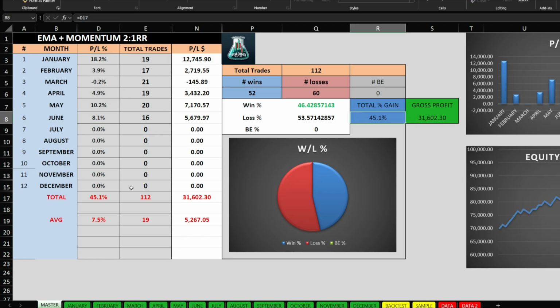So yeah, good strategy. If you're going to implement it, understand you're going to have months where it's not always going to work. You're going to have months where you're going to lose money, but you got to control your emotions and you got to stick to it.